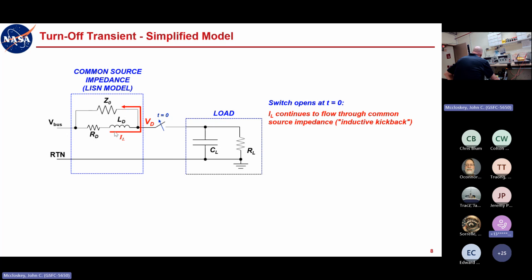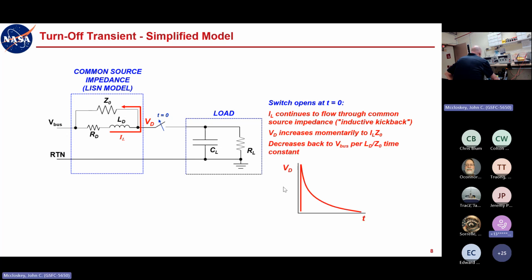Okay. So that current now is going to flow primarily through this impedance here, if ideally, as we've represented it here, that's the only path. So the VD, the distribution potential, will increase momentarily to that load current IL times Z naught, the characteristic impedance, right? Just V equals IZ. And then it will decrease back to the bus potential per the L over R, or in this case, L over Z naught time constant.